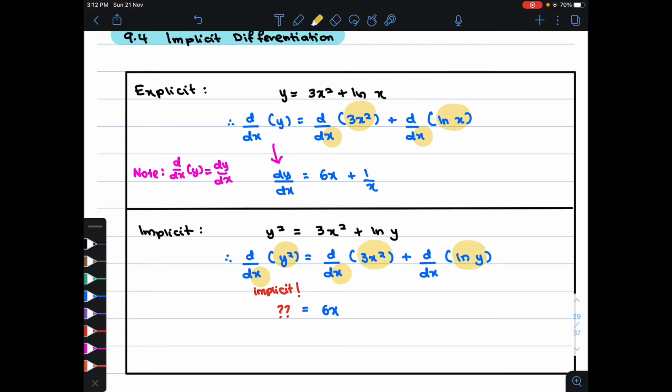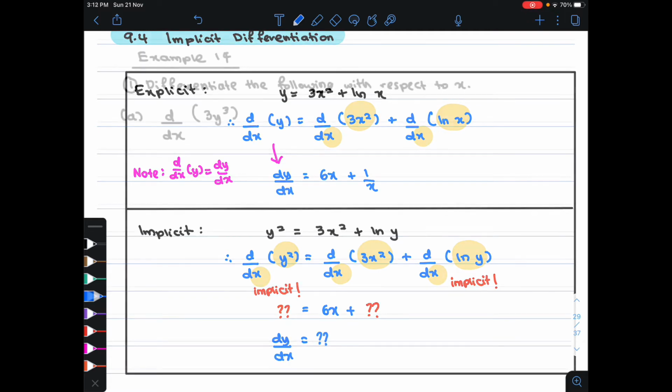We need to differentiate ln y with respect to x. So here we have y, but here we have x. So they are not the same unknown. And here we have ln y. Since it is not y to the power of 1, this will not give you dy over dx. Instead, this is actually an implicit differentiation, and then find the answer. And from this part here, you will need to rearrange in order to find dy over dx.